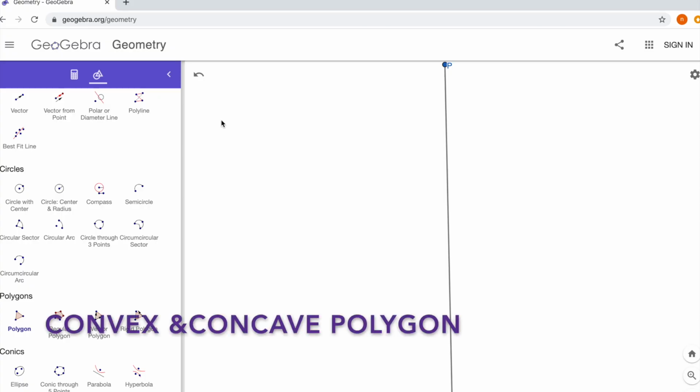Hello everyone. In my last video, we discussed regular and irregular polygons. Today, we will try to find out the difference between some more polygons. So I draw some polygons. As we know, these are two-dimensional closed figures made up of line segments.